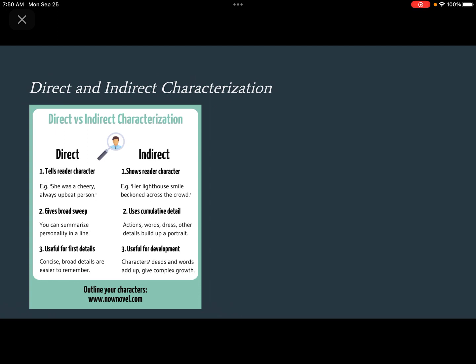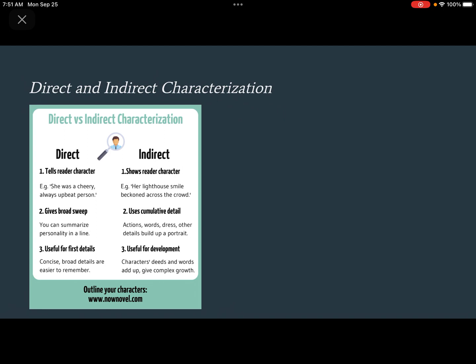Indirect is the one where you have to do a little bit of work. It is inferring based on what the author is telling you that you have to uncover and discover what that character is like. So if you look at indirect, her lighthouse smile beckoned across the crowd. What does that tell you about the person? He's not telling you something directly. He's telling you through showing how her smile is, well, what kind of person would have that kind of smile? You have to infer based on that.